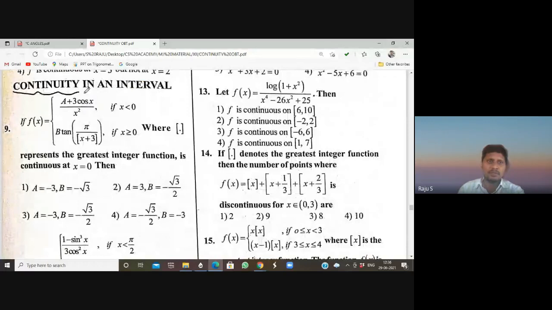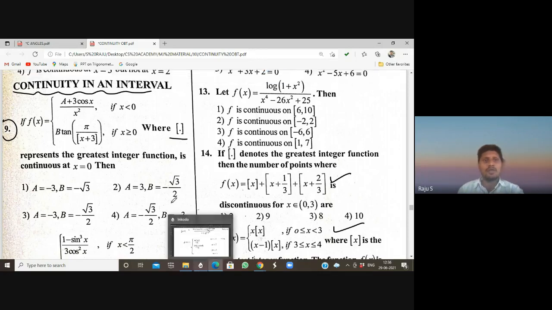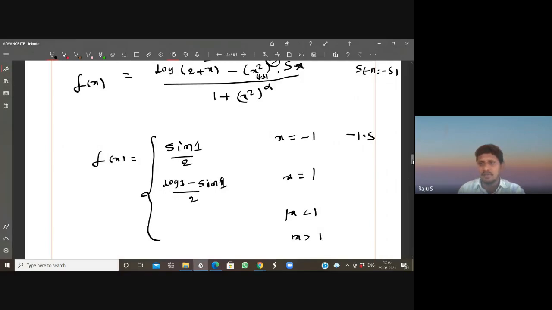Next, coming to continuity in an interval, the ninth question. Greatest integer. Most of the questions here are important, and here also it is greatest integer. The questions which belong to greatest integer, question number 15 also belongs to greatest integer. These kinds of questions are important, you can solve them. Now, two conditions are given, less than and greater than, so we have to find left-hand continuity and right-hand continuity. I want to find the left-hand continuity first.